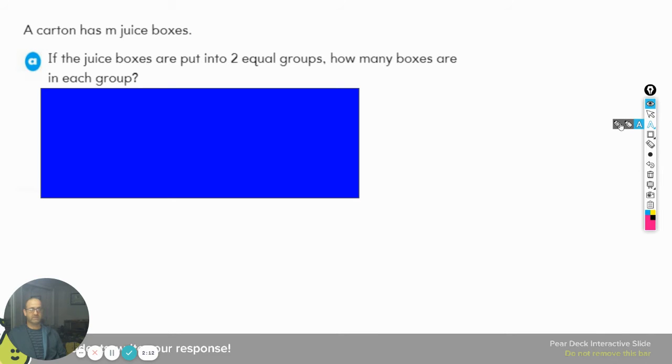Here we go. How many boxes do we have altogether? We have M boxes, okay? And we are putting them into 2 equal groups. So you would simply represent that as M divided by 2. This is one way to do it. So you've got M boxes dividing into 2 groups, M divided by 2. Pretty much there you go.